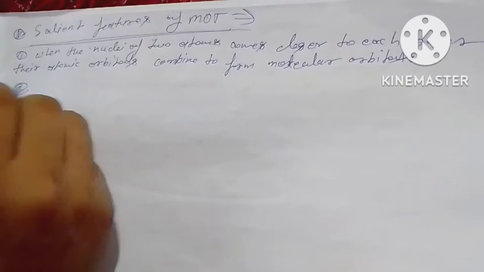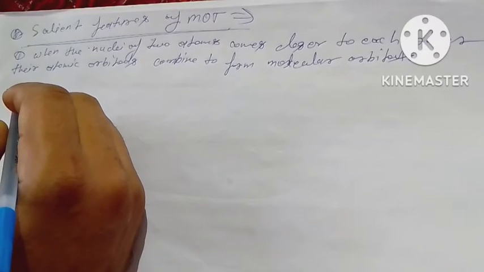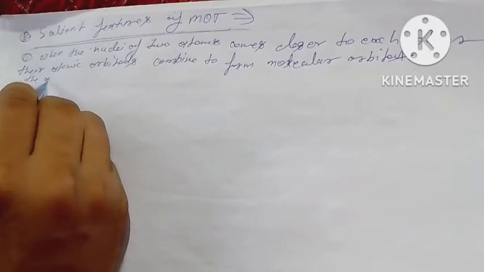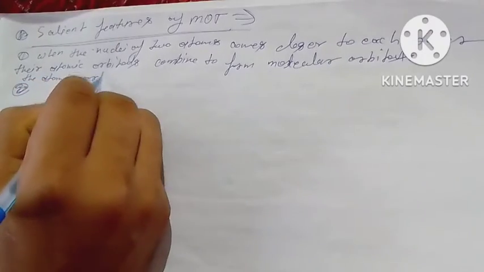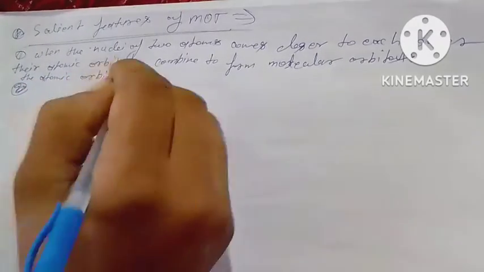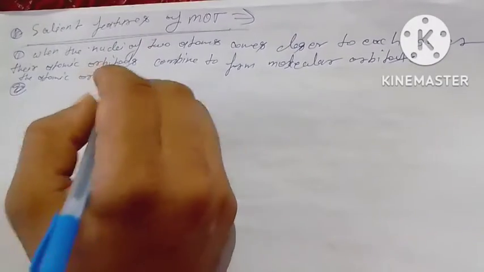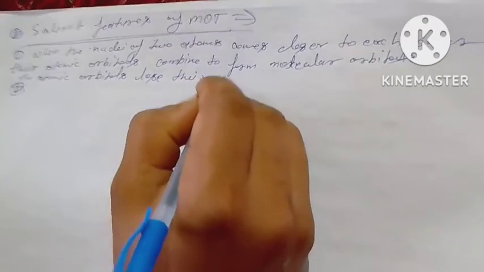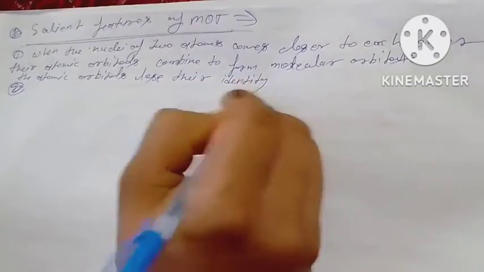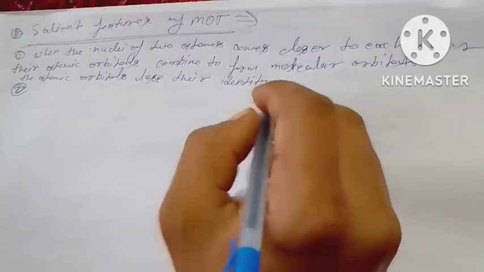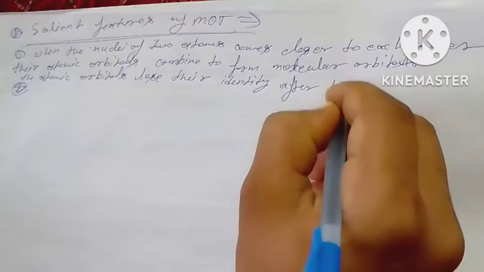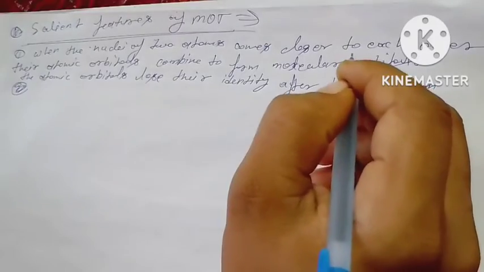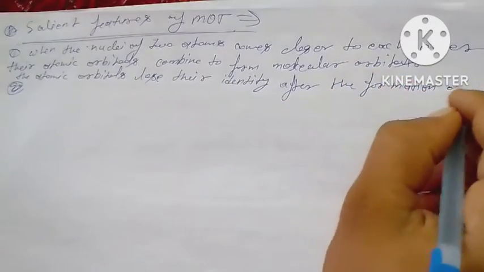Second point. After the formation of molecular orbitals, the atomic orbitals lose their identity.